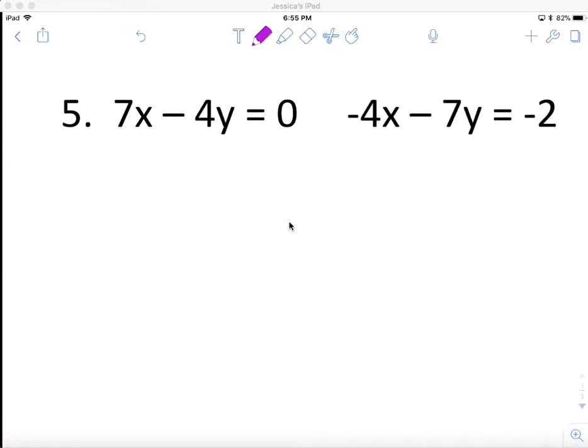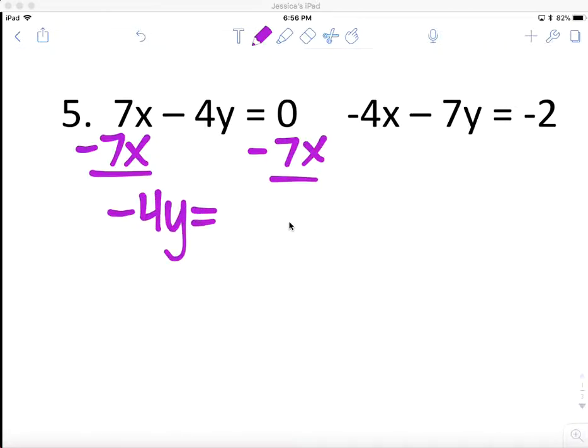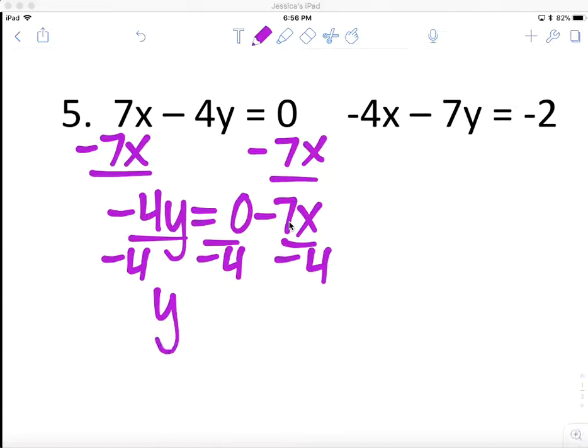For my first equation on number 5, I'm going to subtract 7x on both sides. And then I have negative 4y equals 0 minus 7x. You can write the 0 or you can leave it out. It doesn't make a difference. Then I'm going to divide everything by negative 4. So y is 0. Negative 7 divided by negative 4 is positive 7 over 4x.